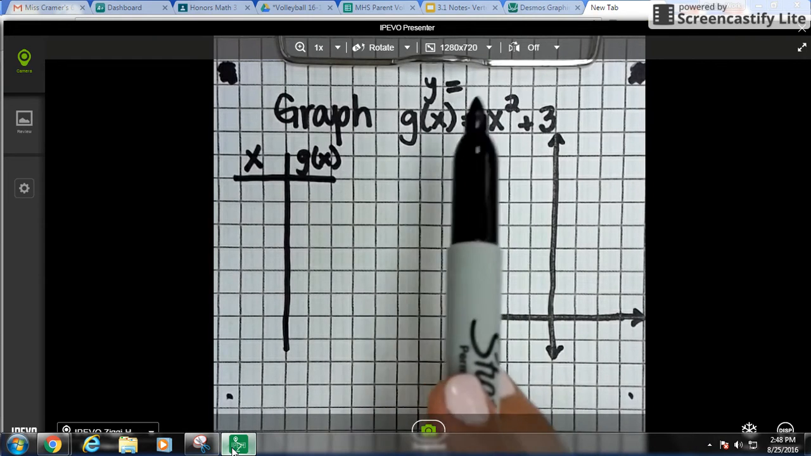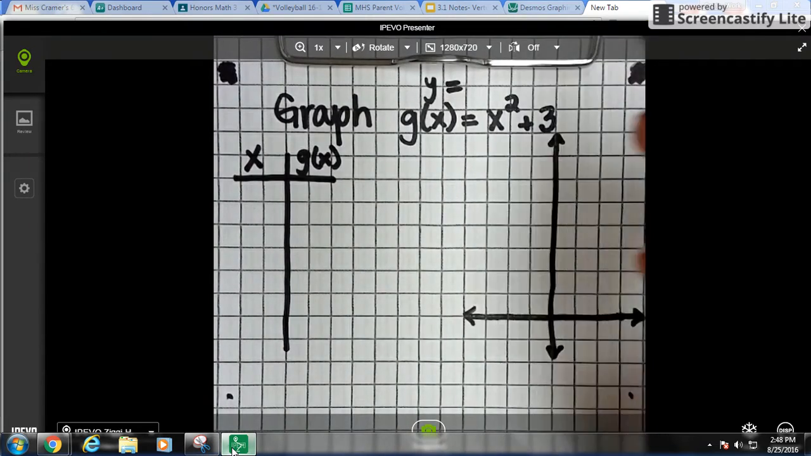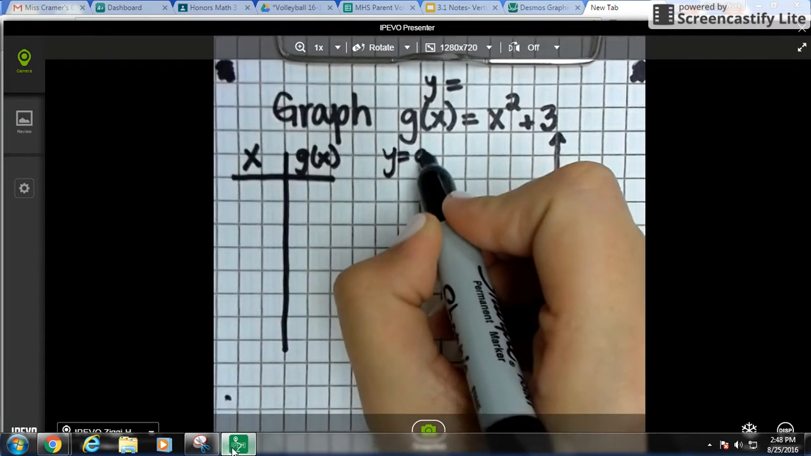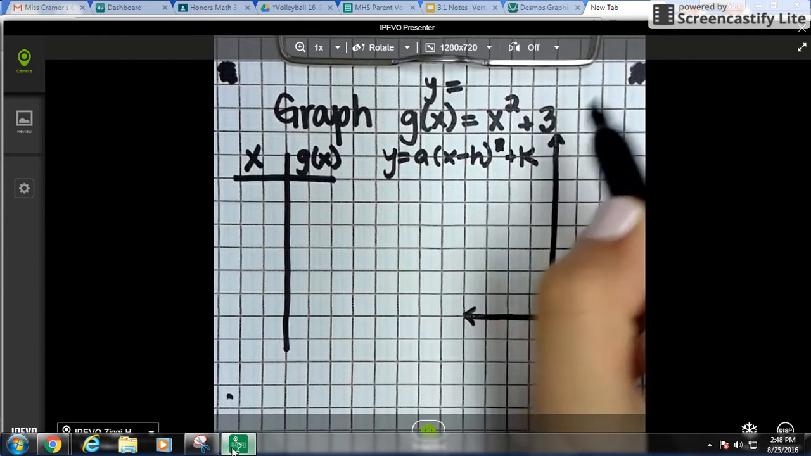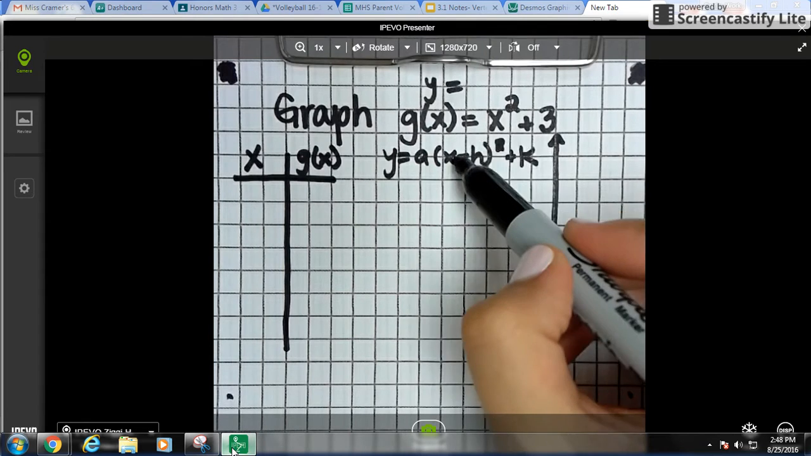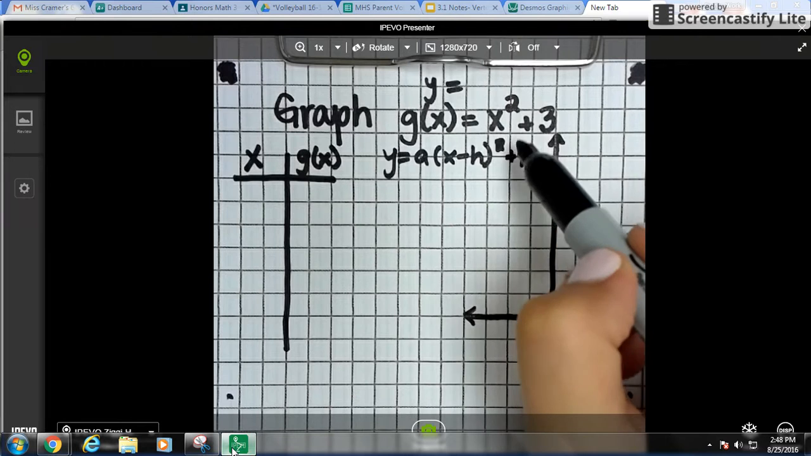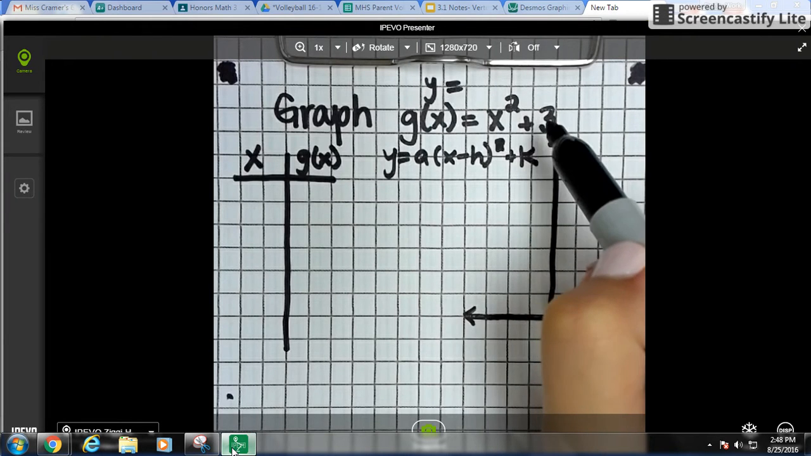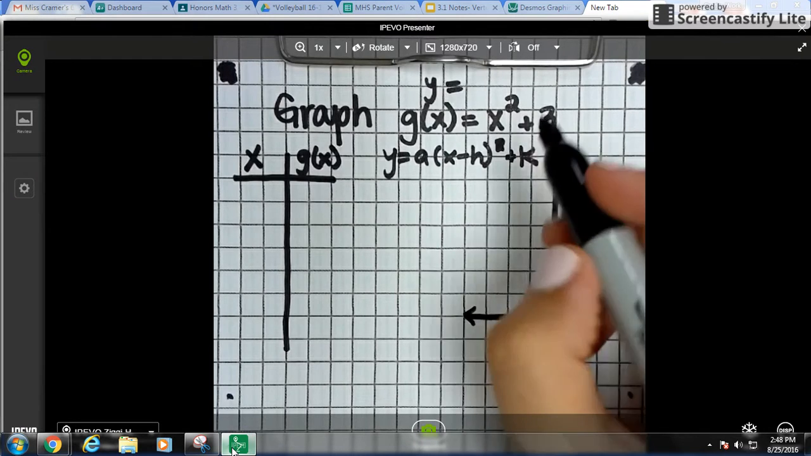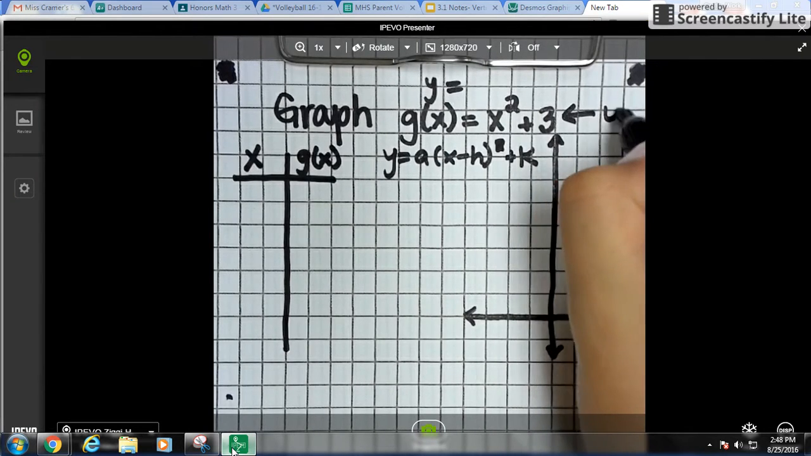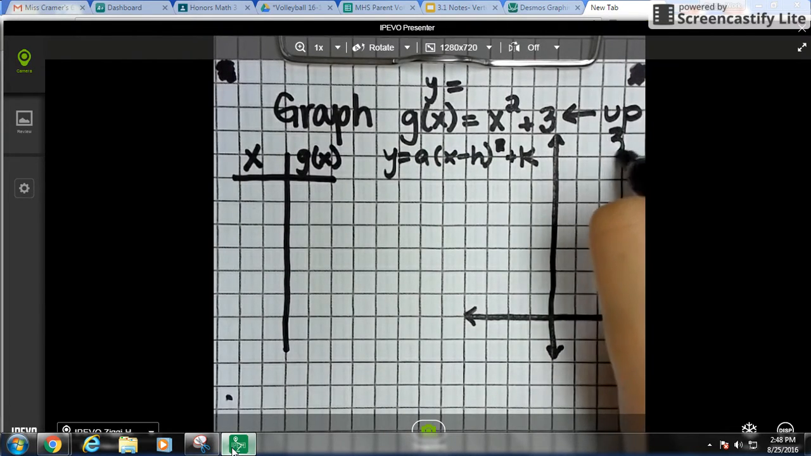And this graph right here is in vertex form. Vertex form, remember, is y equals a(x minus h) squared plus k. So here we do not have an h value. There's nothing inside the parentheses, no shift left or right. But we do have a k value outside the parentheses, which is going to go up 3. So this graph is going to shift up 3.